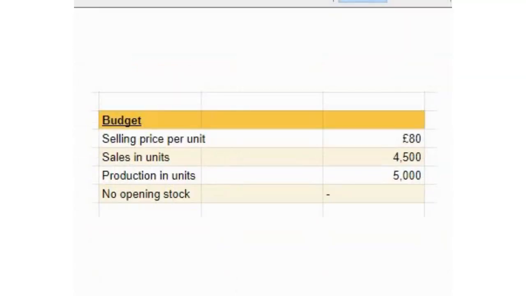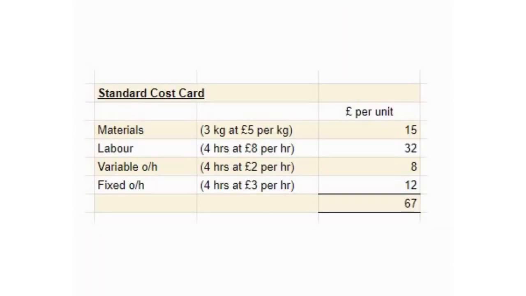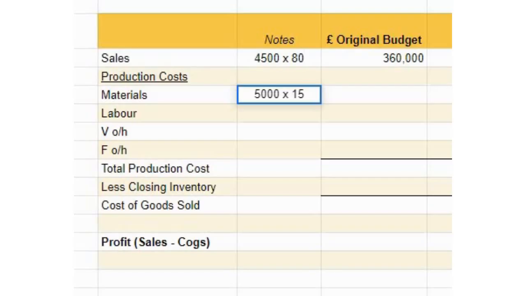From this table you can see that the budgeted production was 5,000 units, so we'll start with 5,000 units. So I've put in the 5,000 units, and from the cost card we can see that materials cost come to £15 per unit, and so I put that into the table and we'll get the total cost for materials as per the original budget, and that comes to £75,000.